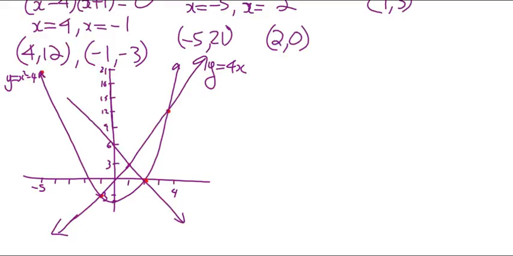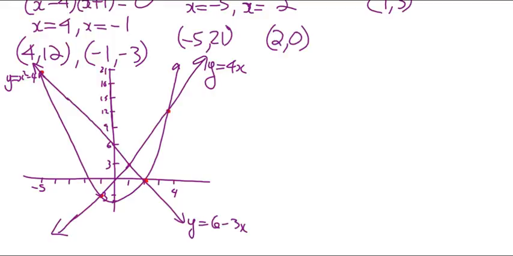And, oh, it goes through -5, 21 as well. Okay, so it goes through that. Okay. 6 minus 3x. Okay, so we need to figure out which the upper curve is and when it's the upper curve.